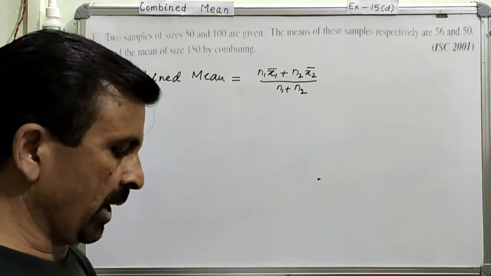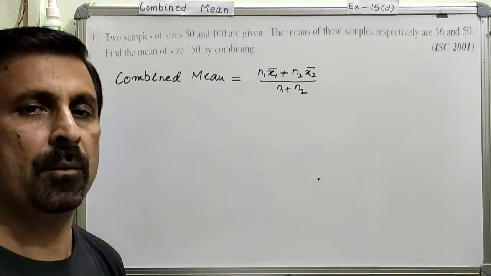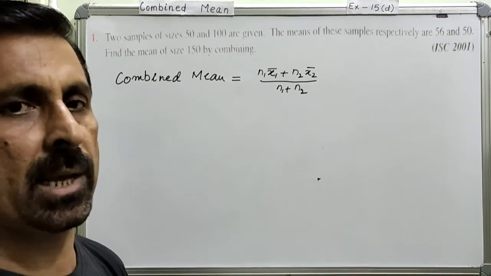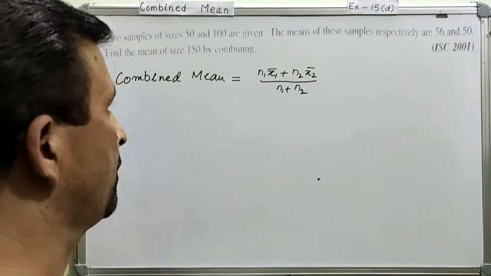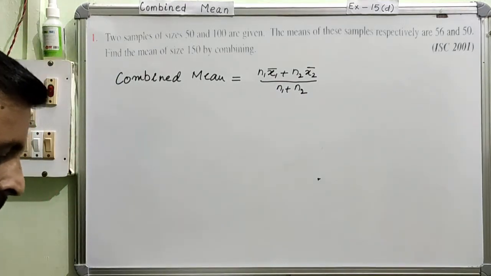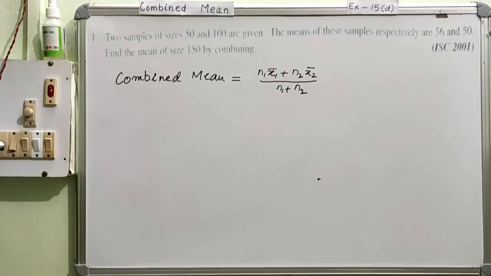So we are first of all going to start with question number 1, right? In question number 1 we have two samples. The sizes of the two samples are 50 and 100. Let me read the question first of all. You can see the question here. Two samples of sizes 50 and 100 are given. The means of these samples respectively are 56 and 50.